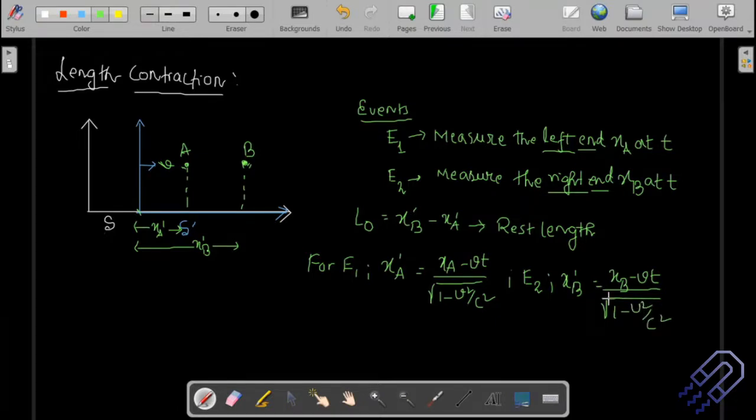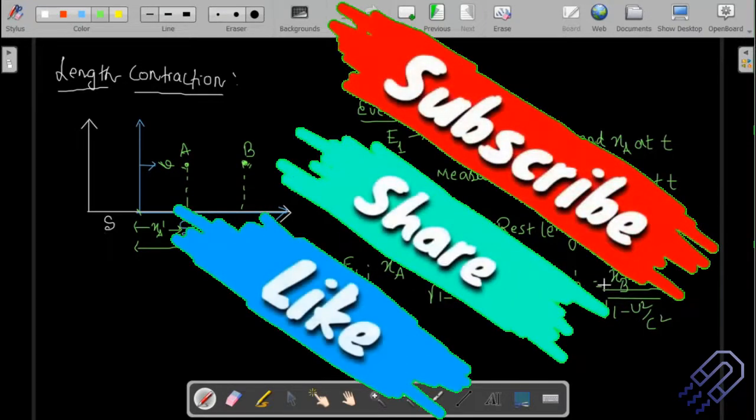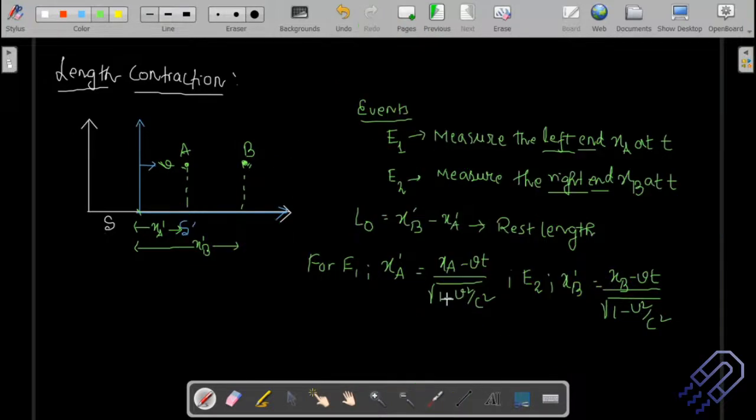So you've connected between xa and xa prime, xb and xb prime. You can take the relation from the transformation equation, right? Lorentz transformation we are taking. And here v is the velocity with which this frame is moving, or we can say with which the point A is moving, or we can also say with which the point B is moving, because all of them are moving with the same speed. So this is the expression here.